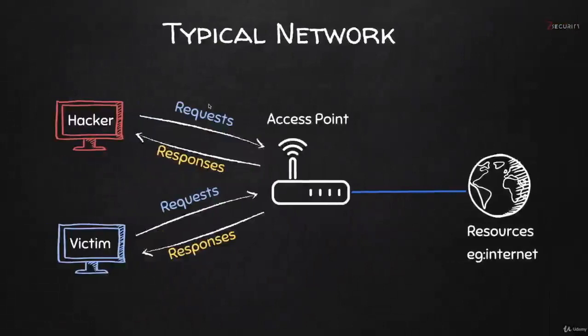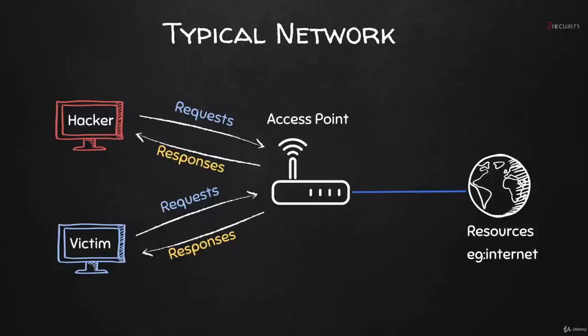And right here we have a diagram of a typical network. You can see that normally any device that's connected to the network, if it wants to send requests, it will send them to the router. The router will go and send that request to the internet, wait for the response, and then forward the response to the device that requested it. So if the hacker or the victim or any other computer on the network wanted to send a request, they will send that request directly to the router.